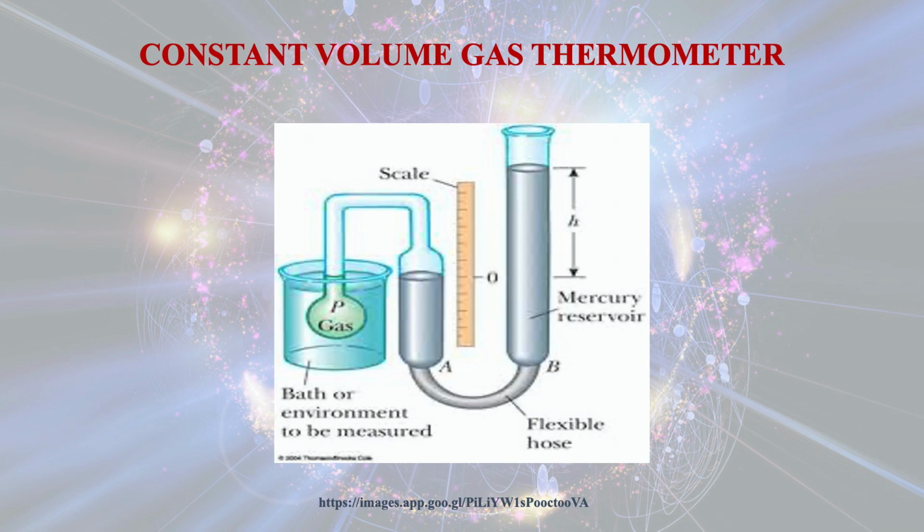So here we are discussing the constant volume gas thermometer. That means the volume of the gas in the bulb is always kept constant for measuring different temperatures. Here the bulb is immersed in a liquid bath or environment to be measured, and there is a flexible tube and mercury reservoirs and there is a scale. For this thermometer we will always keep the volume of the gas constant by manipulating the flexible tube.